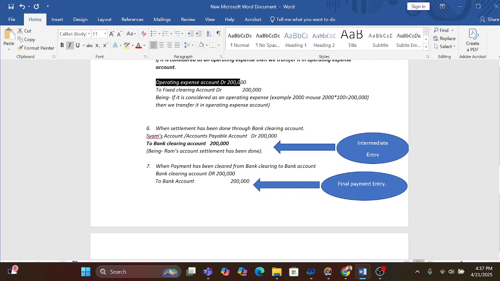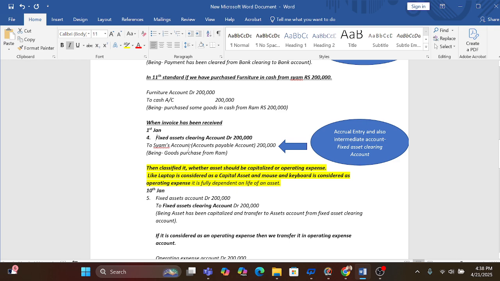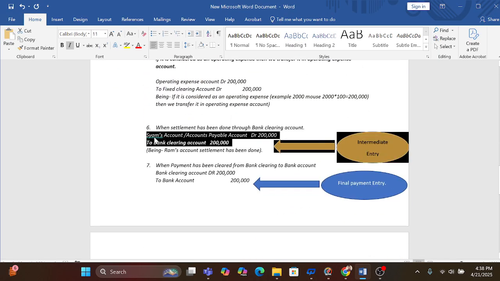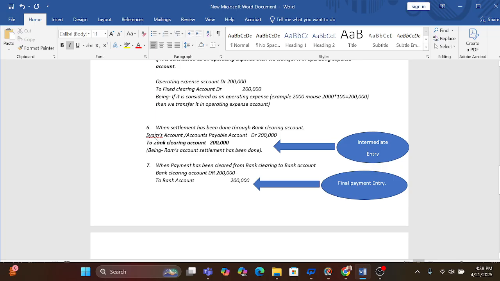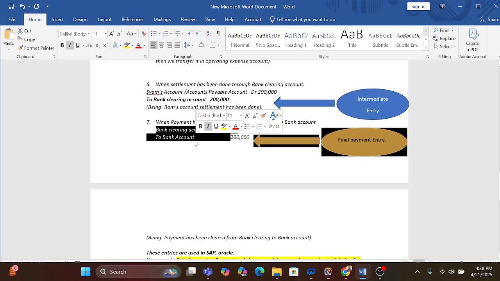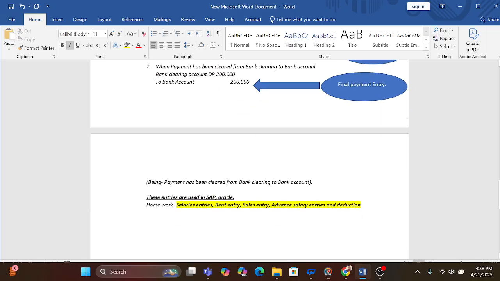I have another example. We have purchased the fixed asset from Shyam, then it will be transferred to the bank clearing account. When we are going to pay the money to Shyam, then the entry will be Shyam's account debit or accounts payable account debit to bank clearing account. And when it is settled through the bank account, then bank clearing account to bank account. That is the final entry.